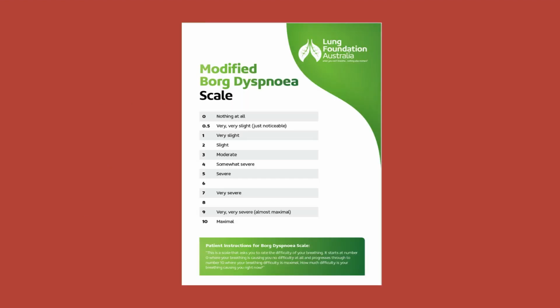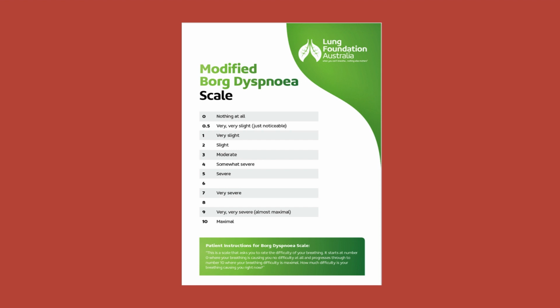The Borg scale. There was an original Borg scale that was from 6 to 20, and there's a modified Borg scale, which is from 0 to 10. So how I would ask the patient: you were telling me about having shortness of breath, Mr. X. This is a scale which we call the Borg scale. If you can see, it describes how you are feeling when you're feeling short of breath.